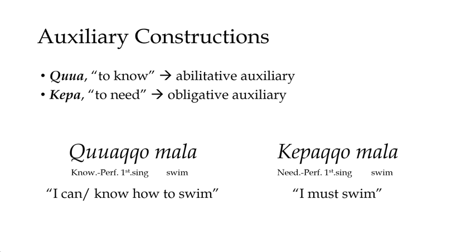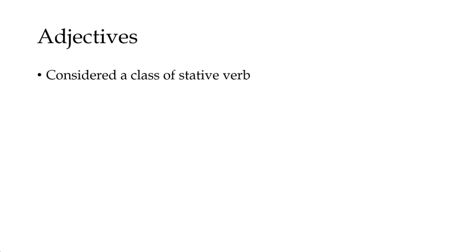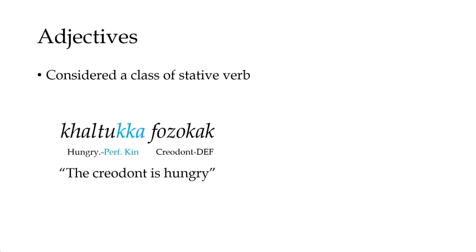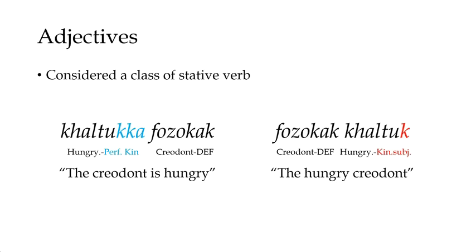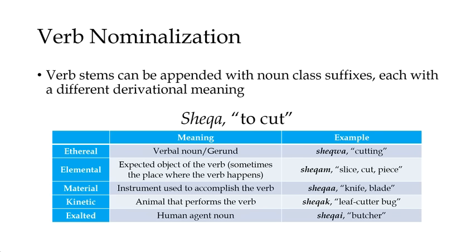There are a couple of other frequently used auxiliaries that convey modal information, while verbs are negated by way of a following particle. Adjectives are very transparently derived from verbs. When used predicatively, they behave exactly like verbs, while when used attributively, the tense suffix is removed to form what's called the simple stem, to which the subject markers are suffixed. The simple stem is also used when nominalizing verbs, which can be achieved by applying a class suffix to the simple stem, with the meaning depending on which noun class the verb stem is rendered in.